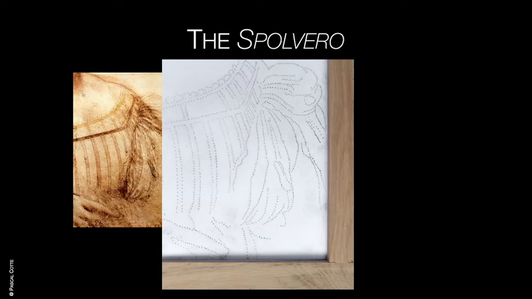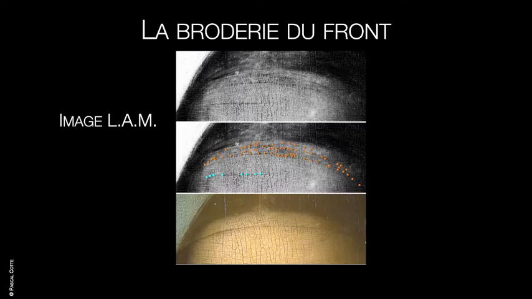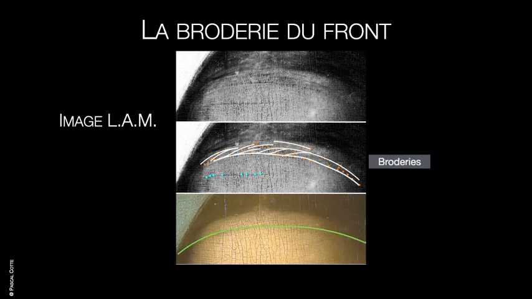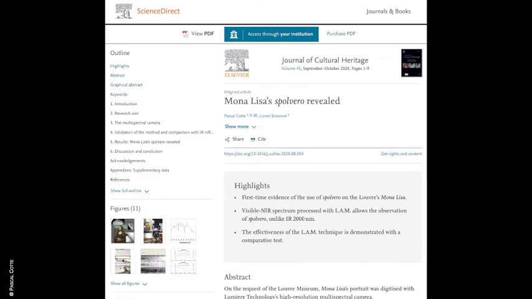The L.A.M technique will allow us to find these black dots. There is Spolvero on the forehead, where Leonardo draws the embroidery of a hairdressing veil not visible on the painting today. Problem! These veils do not coincide with the position of the Mona Lisa head, but with the position of a face turned to the right.